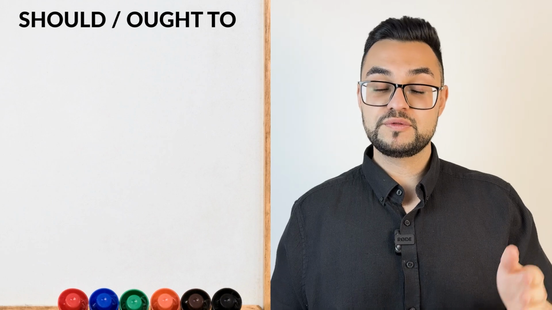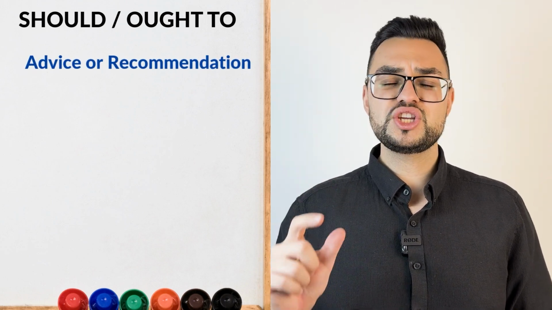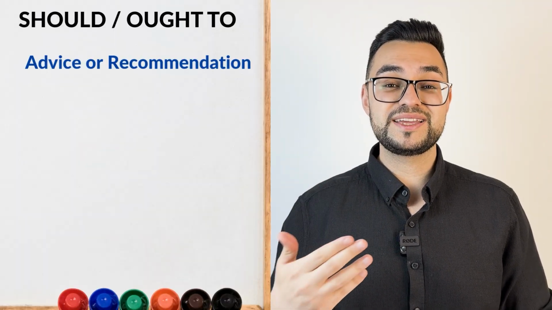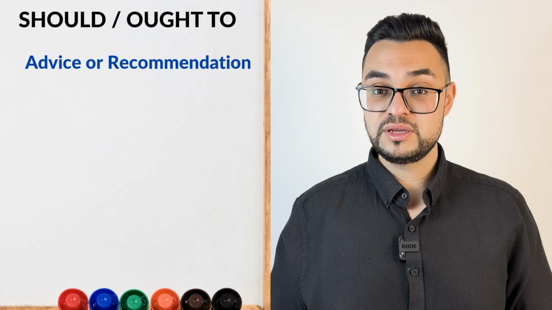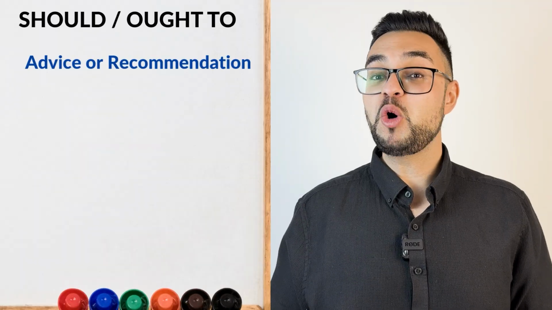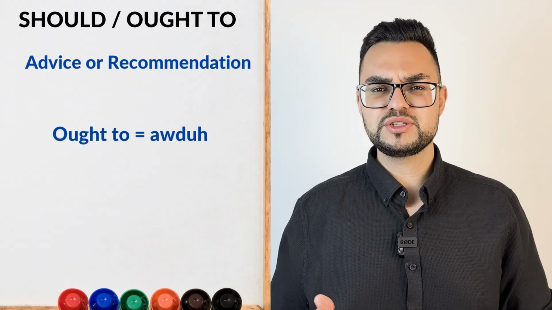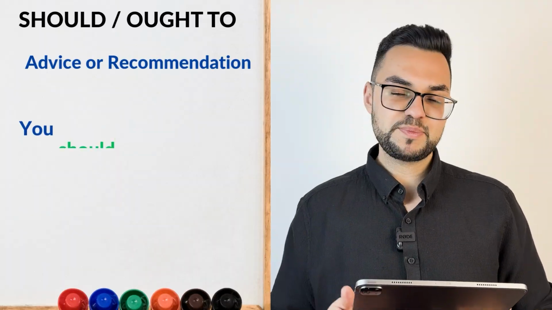The next one is should and ought to. We use should or ought to for advice or recommendation. Remember, the pronunciation of the phrase ought to is different when you're using it in a sentence. If you're talking to an American, you will never hear them saying ought to. They always say oughta. So Americans usually don't say ought to, they say oughta. Now let's get back to the examples.